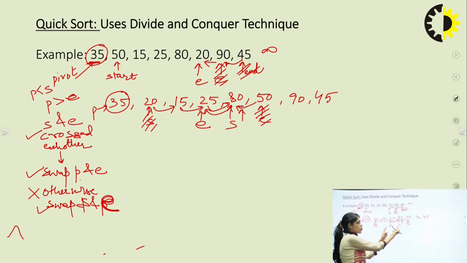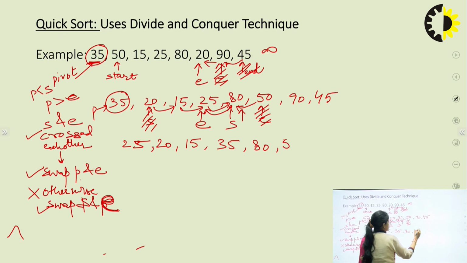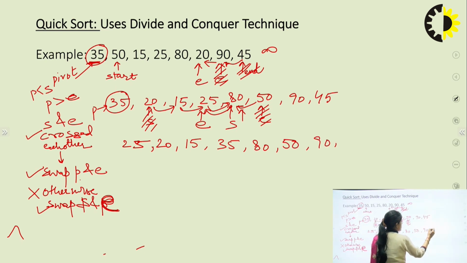So here's the situation: whether this E and S crossed each other or not. Yes, they have crossed each other. So in that case, when they have crossed each other, we need to swap P and E. So we will swap P and E. This is 23, 25, 20, 15, 35, 18, 15, 19, and 45.